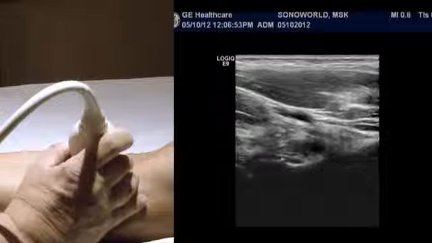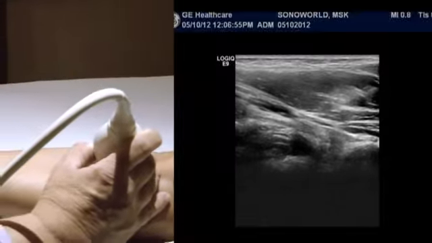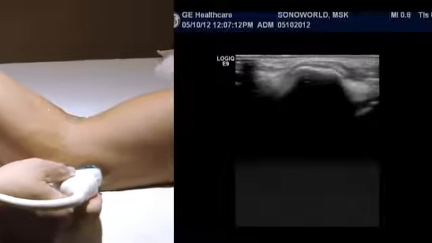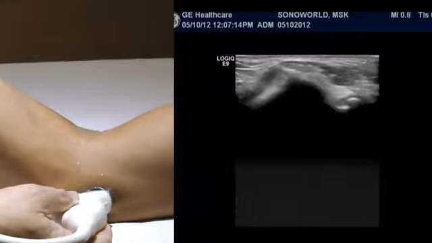This approach is great when you're looking for discontinuous distal biceps tendon. The other approach that's been published by the folks at Mayo Clinic is going to be looking at the distal biceps tendon in a coronal view. We begin by identifying the epitrochlea, the ulnar notch.